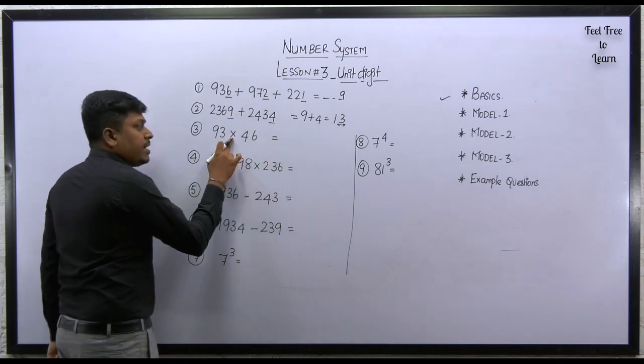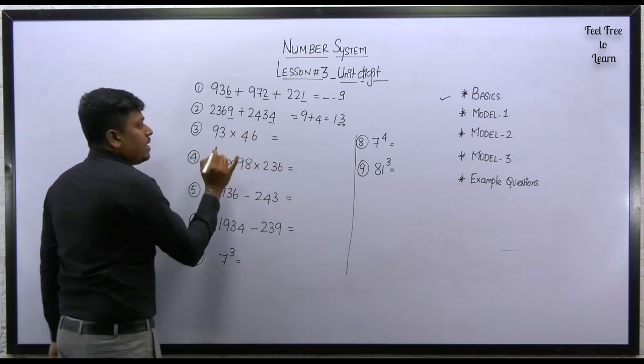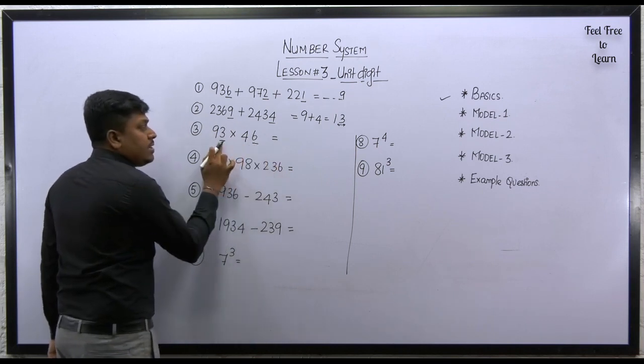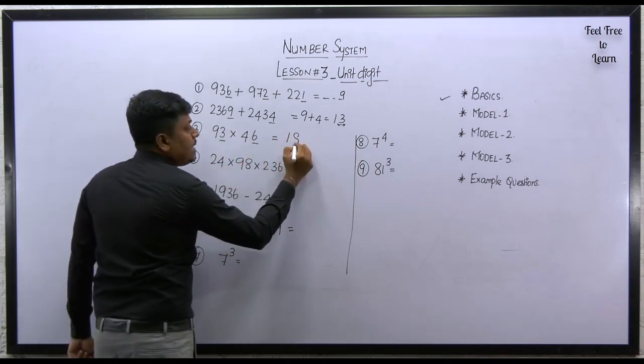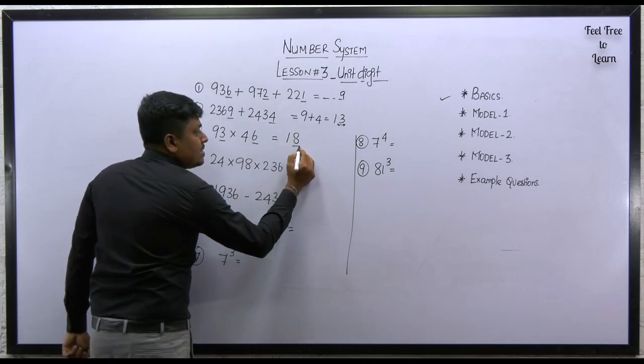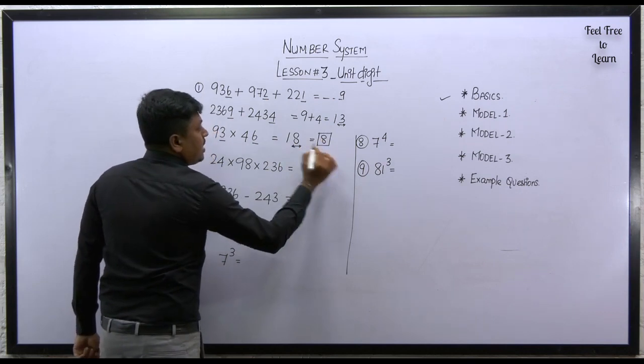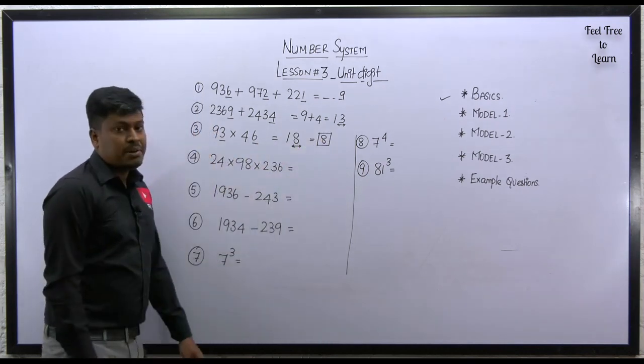In case of multiplication, we have to multiply. That's it, right? So the last digit is 3. The last digit is 6. 6 into 3 will be what? 18. Got it? So the last digit of the final answer is 8. So we can say that 8 will be the unit digit of question number 3.